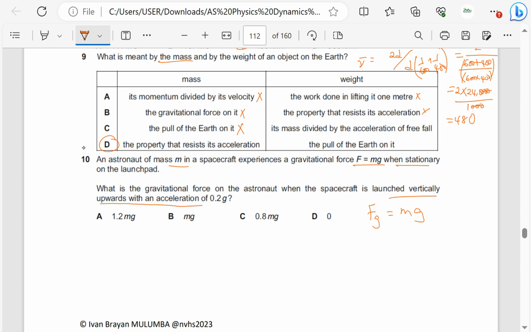When it's launched upwards, the only force acting is the force due to gravity. Even though it's launched with an acceleration of 0.2 g, the only force acting is the force due to gravity, so the answer is still going to be mg. Since it's launched vertically upwards, the only force on it is gravitational force.